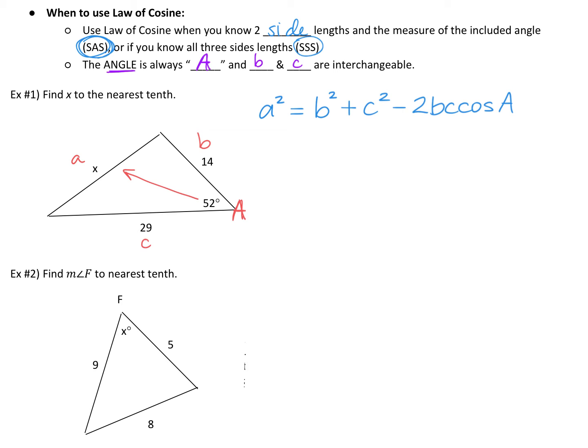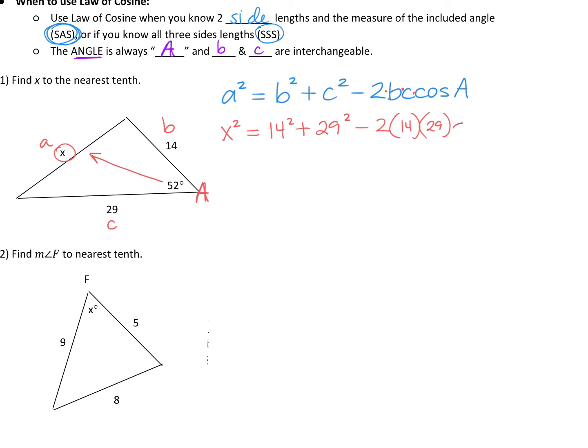Let me show you. So a squared, in this case, x squared, equals what? 14 squared plus our c value, 29 squared, minus 2, and then pay attention here. These are multiplication, right? 2 times b times the cosine of c, when they're all just next to each other, that's multiplication. So it's 2 times 14 times 29 times the cosine of what? 52.